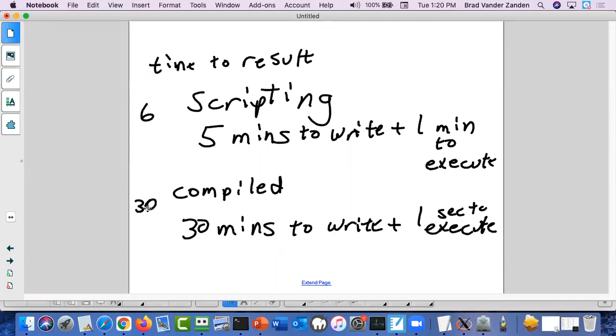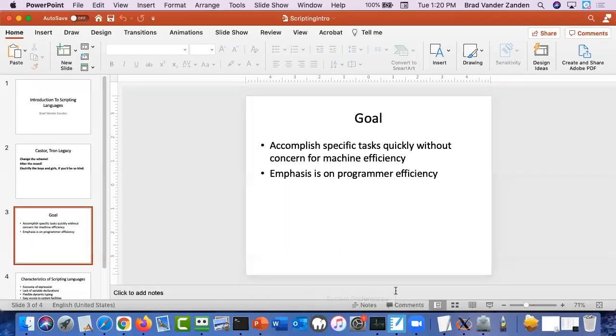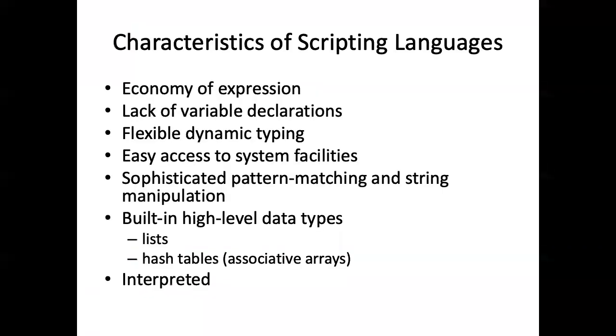Or let's say that instead of taking 1 minute to execute, it ends up taking 3 seconds to execute. Again, you might say, okay, if I'm distributing it and it's going to execute millions of times, maybe the 30 minute investment is worth it. But let's say I'm only going to execute it a dozen or so times, then probably again, it's better to just go with scripting. So that's the idea with scripting, is that we're going to emphasize programmer efficiency, we're going to sacrifice machine efficiency, and here's how we're going to get it.